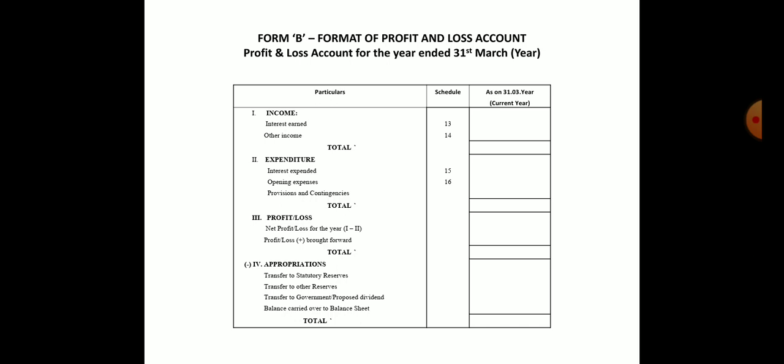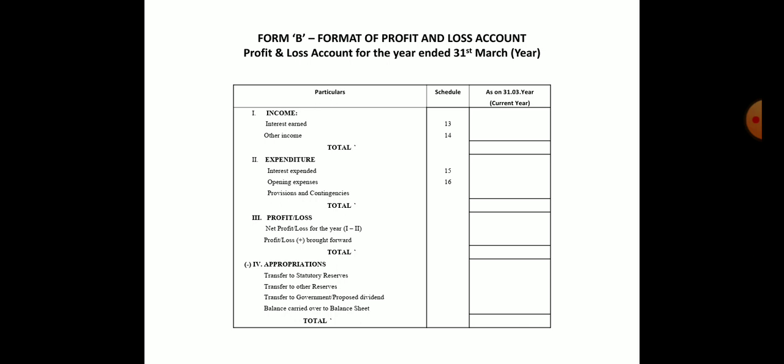So if we deduct expenditures from income, then we get profit or loss. That means net profit or net loss is equal to 1 minus 2. Profit or loss brought forward, that is the previous year balance, should be added if it is a profit, and if it is a loss, it should be deducted from the net profit or loss. Then we get the total, out of which we have to make some appropriations, that are again deductions from the balance, considered under point number 3.